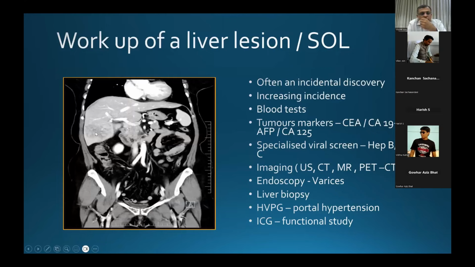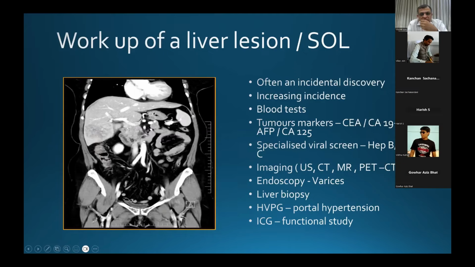Whenever you discover a tumor in the liver like this, either a patient is symptomatic or it's a chance discovery on ultrasound, you basically do the standard set of blood tests, do the standard set of tumor markers, CEA, CA19-9, alpha fetoprotein, CA125, do a complete virology screen. An initial imaging is very often an ultrasound, and then it goes on to progress into a CT scan, MRI, and the PET CT scan.